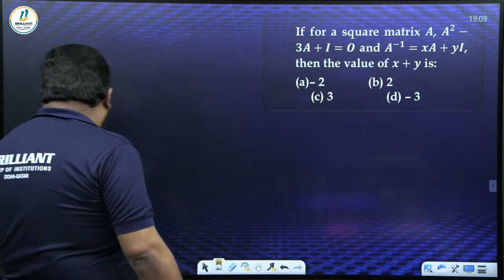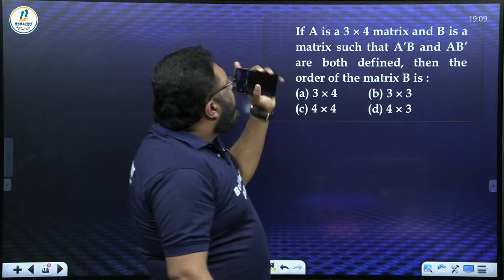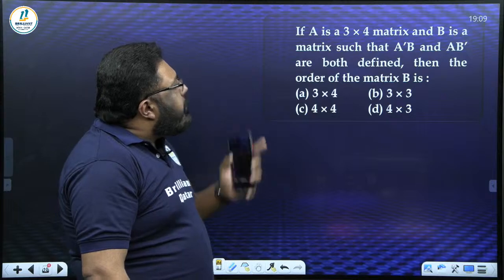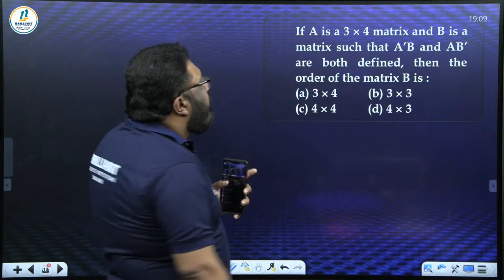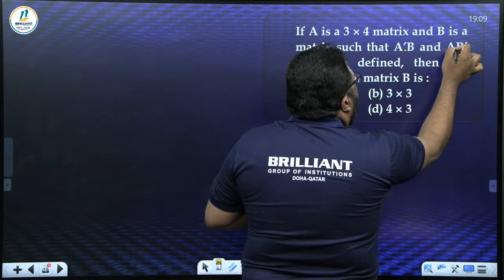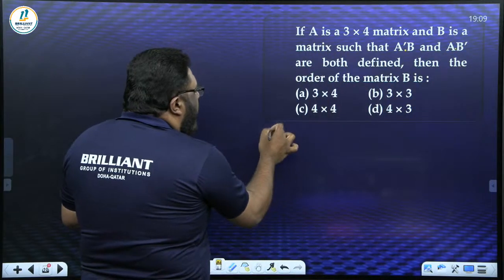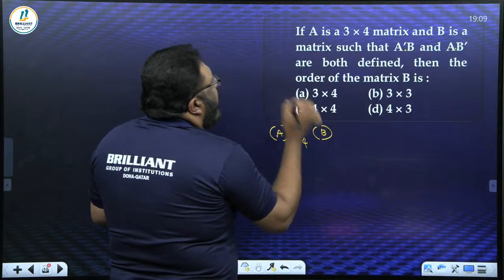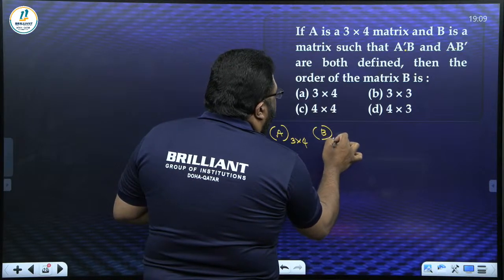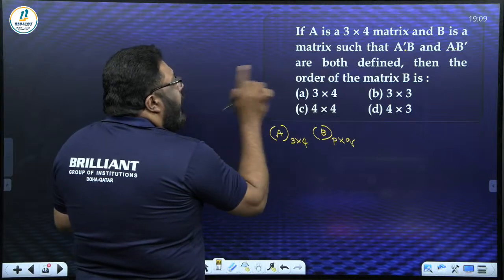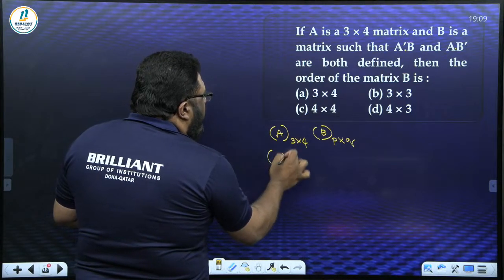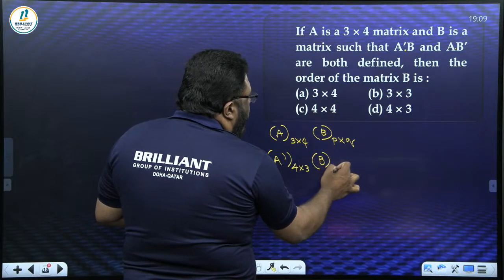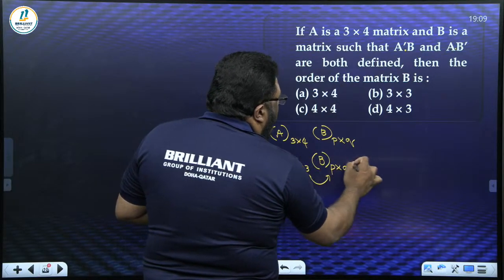Oh, this is already done. I'm sorry. Look at this matrix now. If A is a 3 by 4 matrix and B is a matrix such that A dash B and AB dash, this time both are defined. So they gave me a matrix A of order 3 by 4 and I am assuming another matrix B of order p by q. Now they say A dash B. A dash will have order 4 by 3 and B will be, what is p?